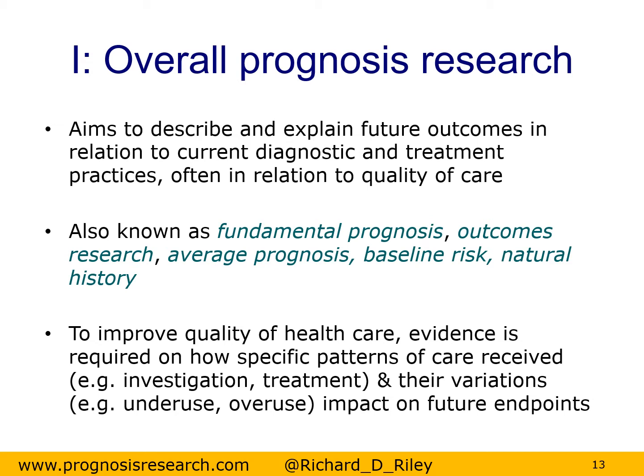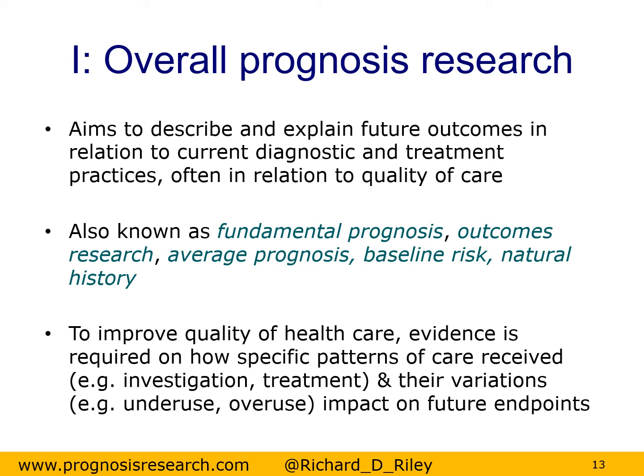The first one is overall prognosis, and this aims to describe and explain future outcomes in relation to current clinical care. So in the context of current diagnostic and monitoring strategies and treatments available, what is the overall average prognosis in patients with the condition of interest? Also, it's known as fundamental prognosis, outcomes research is a popular name, baseline risk, natural history.